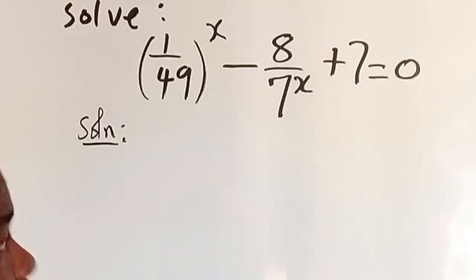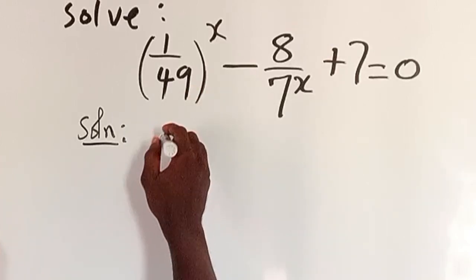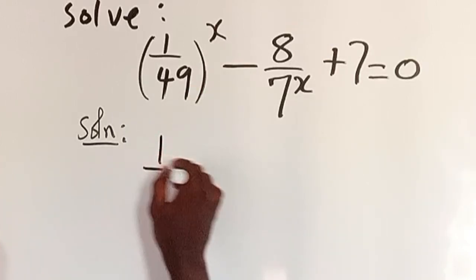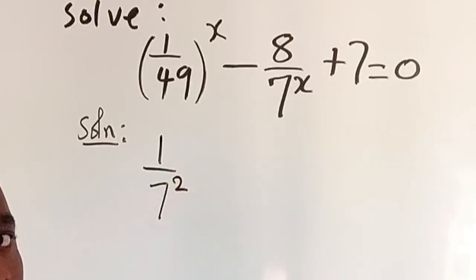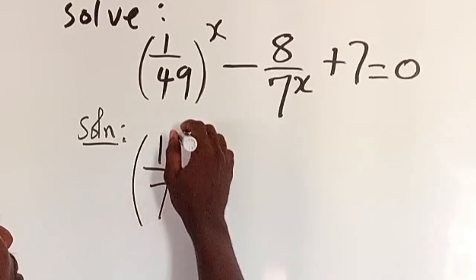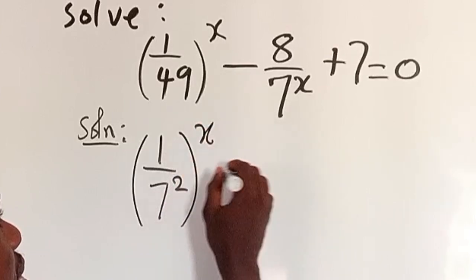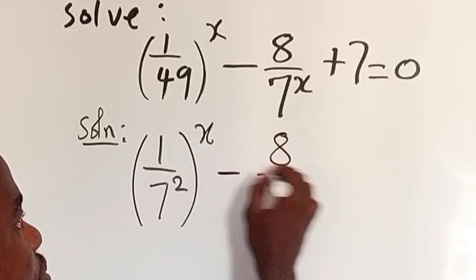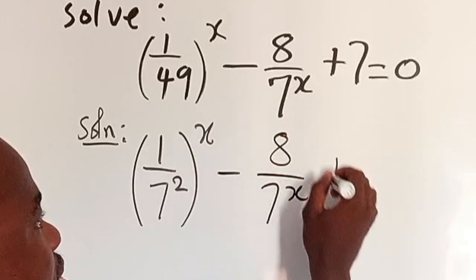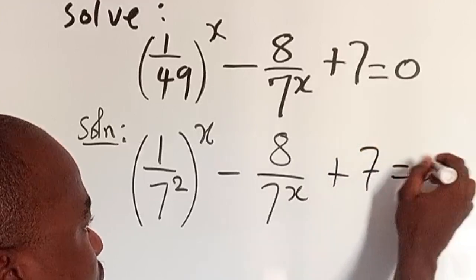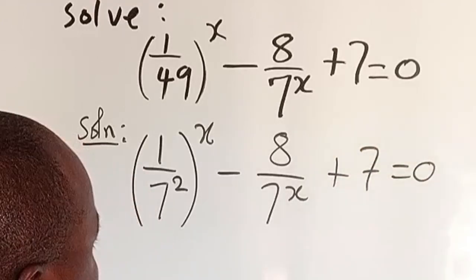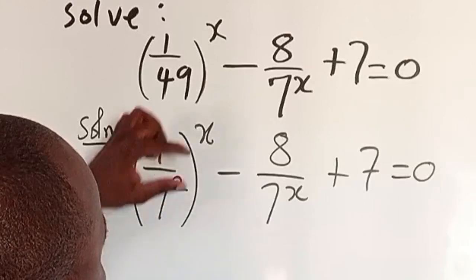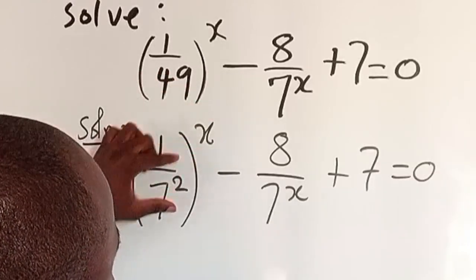So I'm going to have 1 over 49, which can be written as 7 to the power of 2, all to the power of x, and minus 8 over 7 to the power of x, then plus 7, everything equals 0. Now, you see this power x here, I can bring it in.